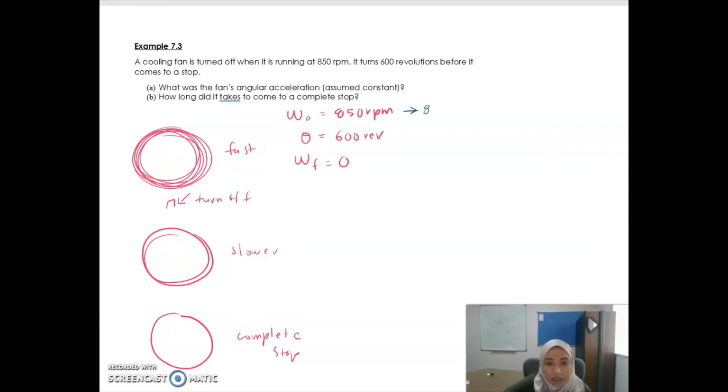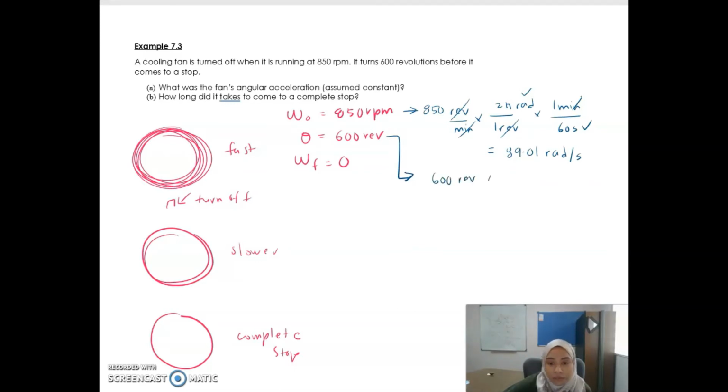So how do we do that? 850 revolutions per minute times 1 revolution is equal to 2 pi radians, and 1 minute is equal to 60 seconds. I can eliminate the revolutions and the minutes to give me radians per second, which is my SI unit. And this becomes 89.01 radians per second.